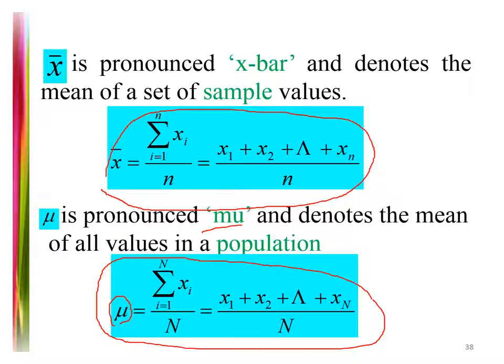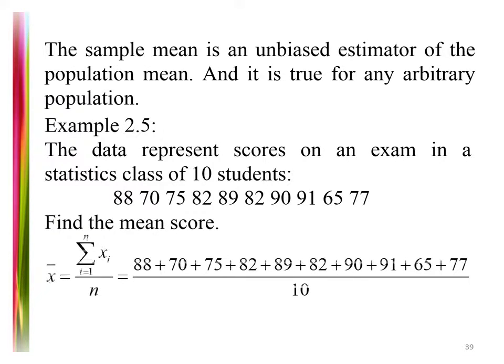That's why the population is usually too large, but we can estimate the population mean from a sample. This is just a simple example. The sample mean is an unbiased estimator of the population mean, and this is true for any arbitrary population. Maybe later we will prove this result.